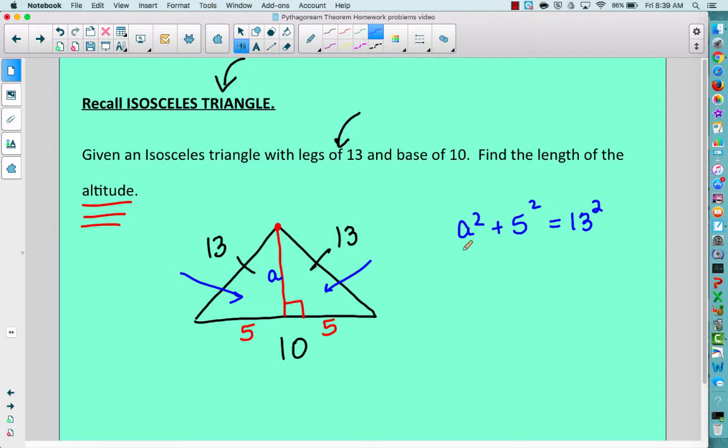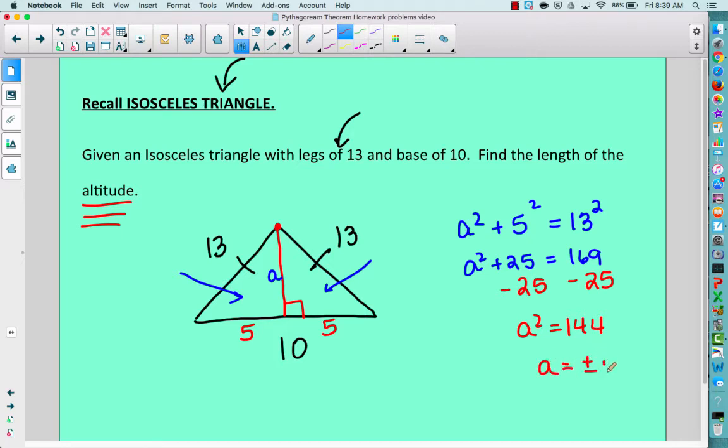Okay, so now we get A squared plus 25 equals 169. We subtract 25, and A squared equals 144. So A equals plus or minus 12. But in this case, it has to be 12 because we're talking about a length. So my answer, the altitude, is 12.